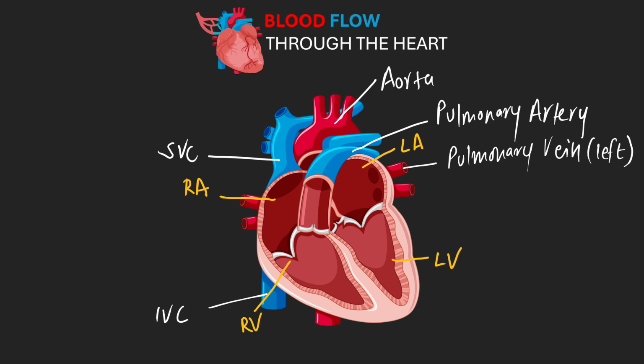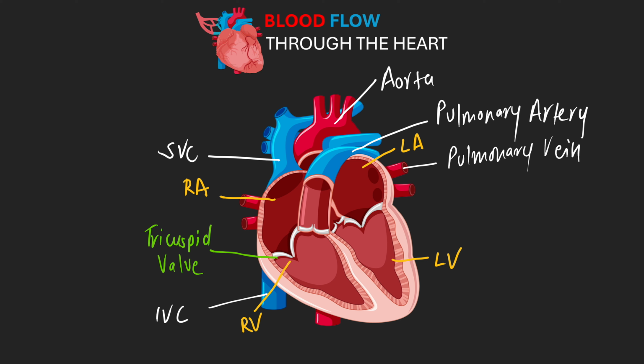Then you have the pulmonary veins, the red ones, because they actually carry oxygenated blood from the lungs to the heart. Now these are left pulmonary veins, and then on the right side, you have the right pulmonary veins. Again, for simplicity, I'm just going to keep it as one. Now let's come to the valves. You have the tricuspid valve, which is in between the right atrium and the right ventricle.